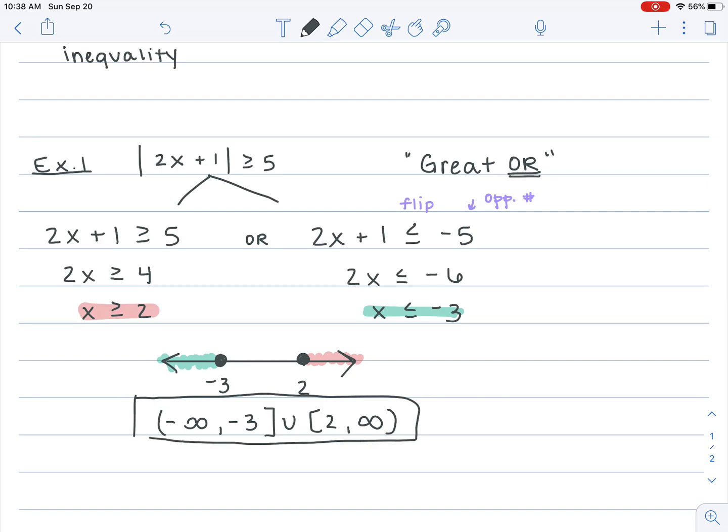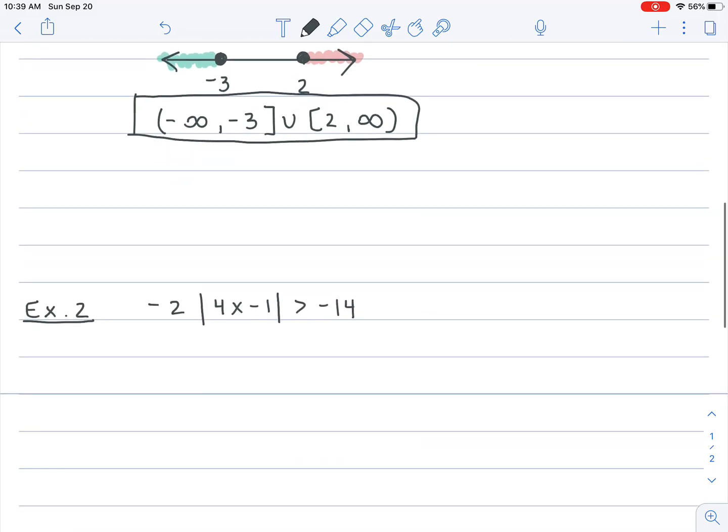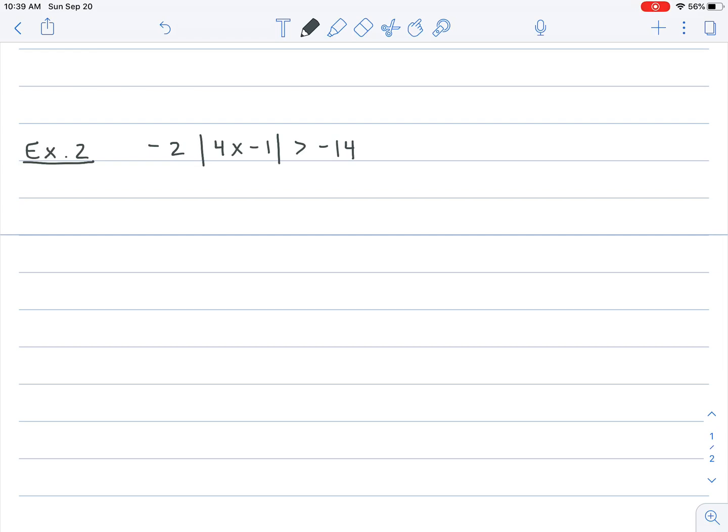So we're kind of bringing it all together there with our interval notation and our compound inequality stuff, all in one big problem. All right, let's do another example here. Example 2, we have -2 times the absolute value of 4x minus 1 is greater than -14. All right, step 1, if you recall, is to get the absolute value by itself.